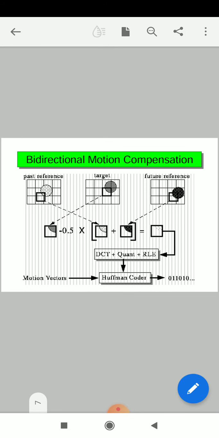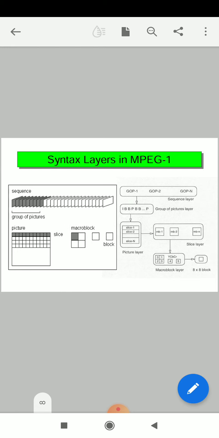This is the slide for bidirectional motion compensation. Here we have the past reference, the target, and the future reference. Using the target and past references we find the future reference of the picture. This is for the syntax. This slide shows the syntax layer in MPEG-1.